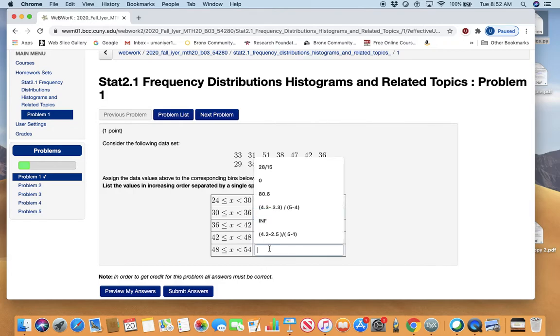51 lives here. 38 lives here. 47 lives here. 42 equals. So 42 lives here. It's smaller, so I need to write it first with a space in between. 36 lives here, not here, here. Sorry. So I should write 36, but it's smaller than 38, so it comes first.